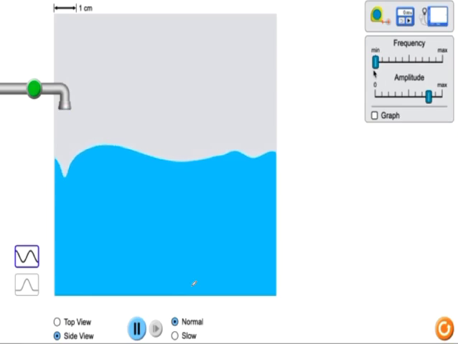It's pretty low. The wavelength now becomes crazy long. So as frequency decreases, wavelength increases, and the reverse of that's also true. As you increase frequency, wavelength decreases. Again, the velocity of these waves is the same as it was before.